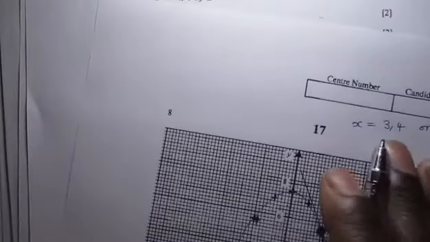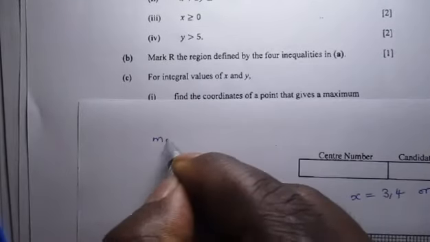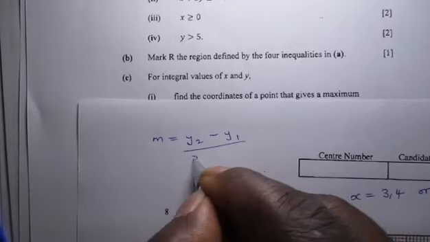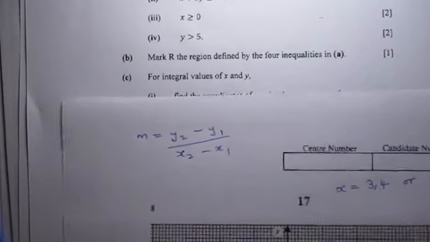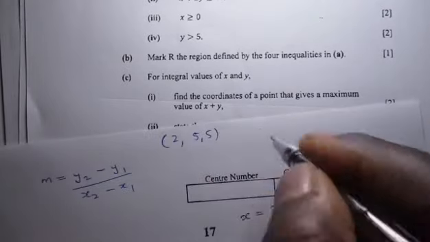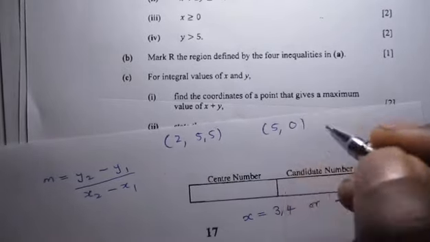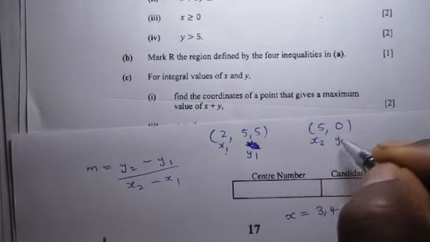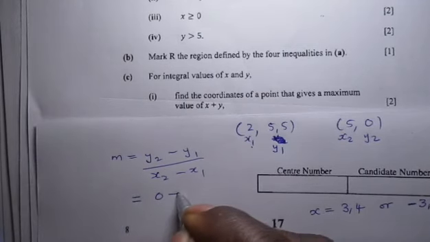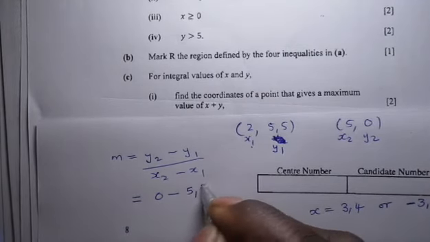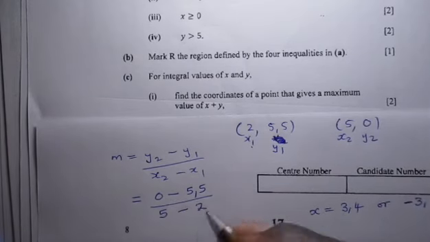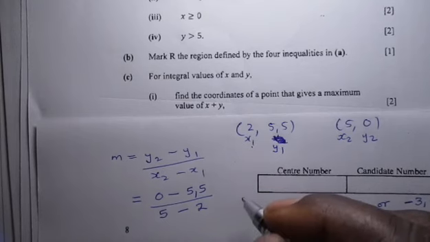To find your gradient, you make use of the formula m equals y2 minus y1 divided by x2 minus x1. So our first point is 2 and 5.5. Then our second point is 5 and 0. So this is x2 and y2. On y2, I'm going to put 0 minus y1 which is 5.5. On x2, I'm going to put 5 minus x1 which is 2. I hope you are following.